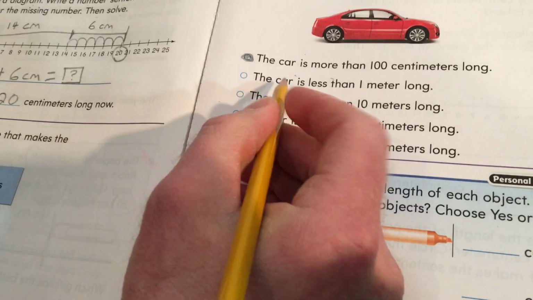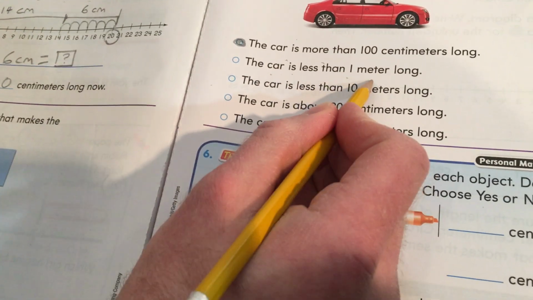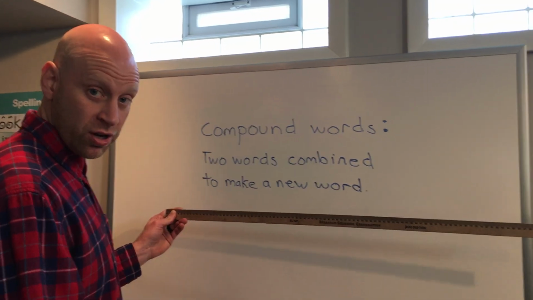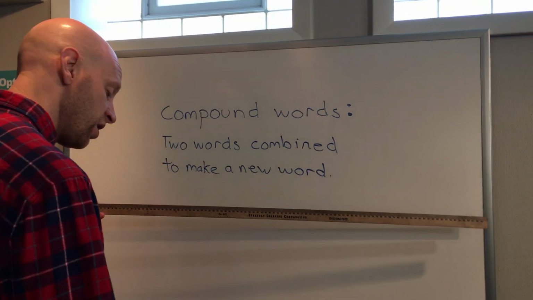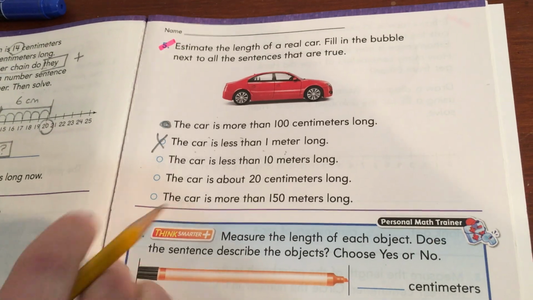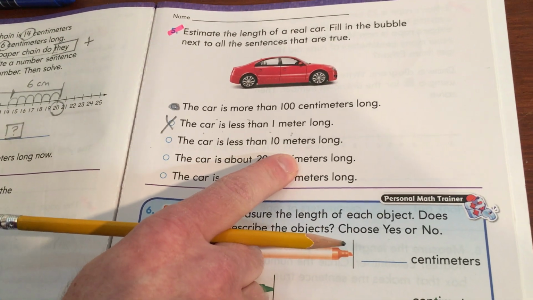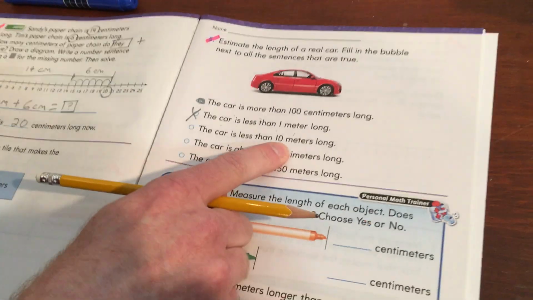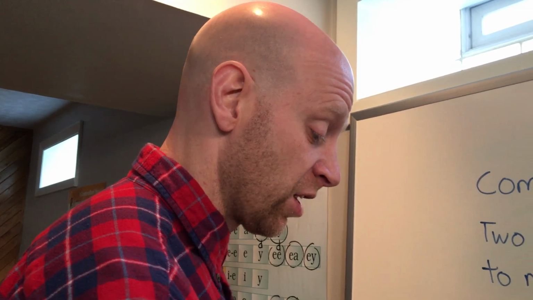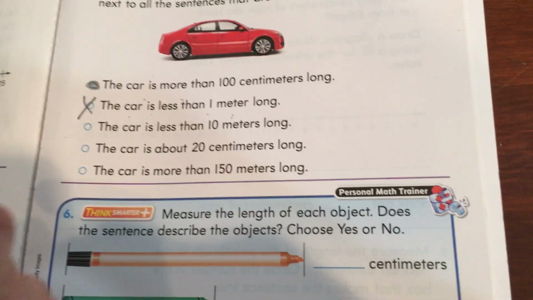Car is less than 1 meter long. We know 1 meter is the same as 100 centimeters. If we just said that the car is longer than 100 centimeters or 1 meter, then this is not true. A car is not less than 1 meter long. Car is less than 10 meters long. I'm going to tell you, just by measuring it myself before, my car is less than 10 meters long. My car is not quite that long.